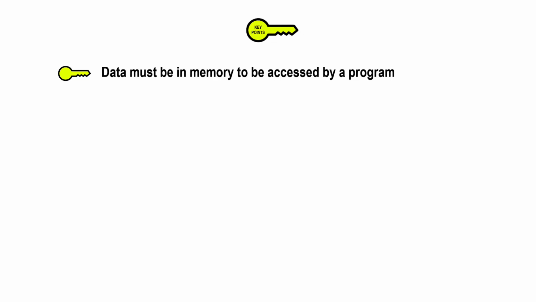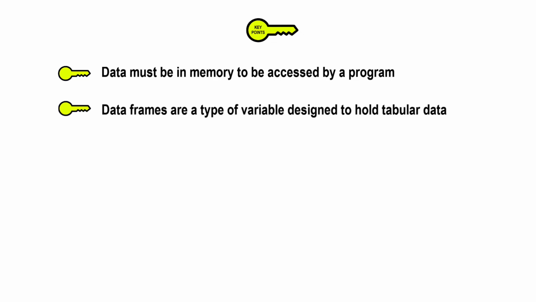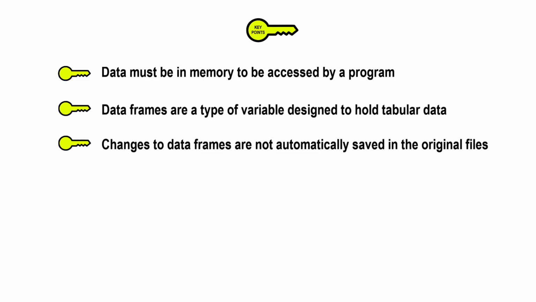Data, such as spreadsheets or databases, that are held on persistent storage devices cannot be directly accessed by a program. Their contents must be copied into memory in order for a program to analyze and manipulate the data. Data frames are a type of variable designed to hold tabular data, such as spreadsheets and databases, that is organized in rows and columns. Changes to data frames are not automatically saved in the original files.